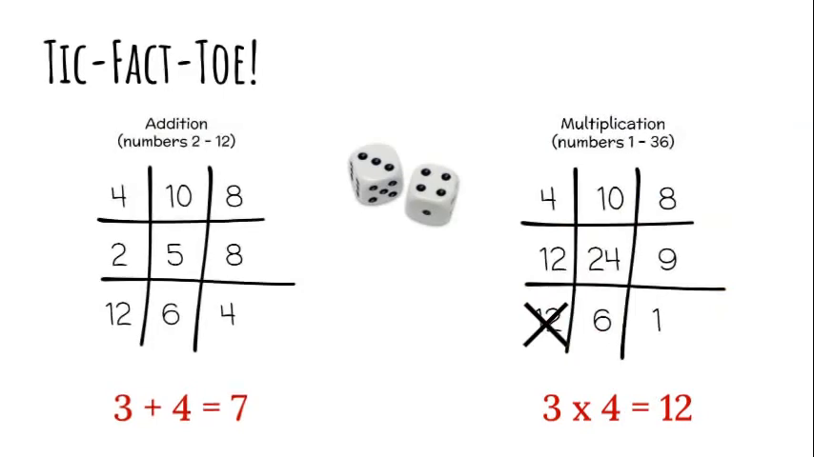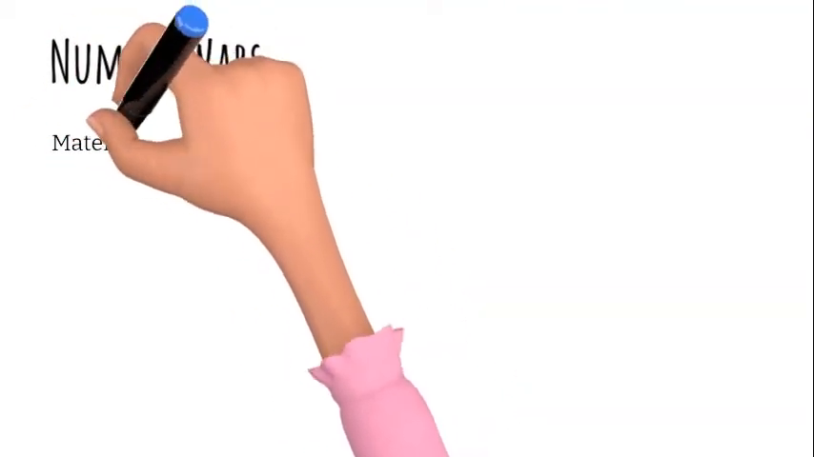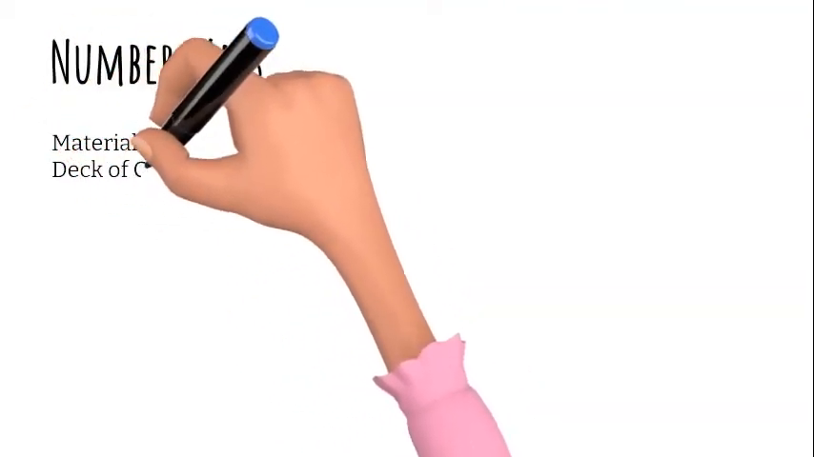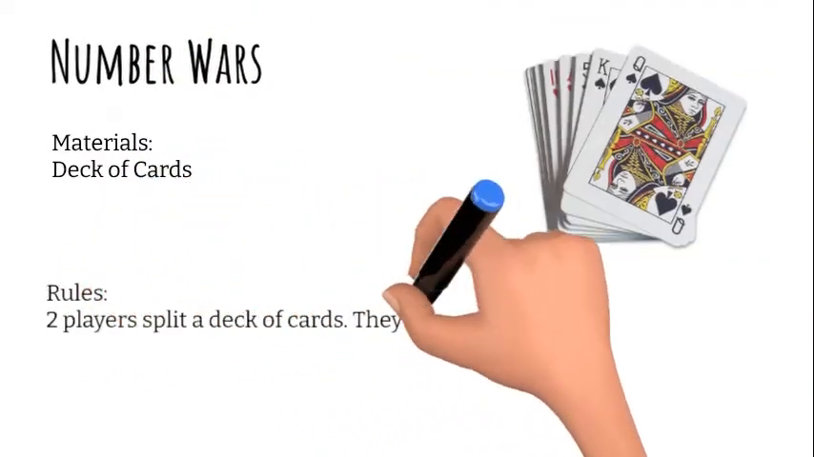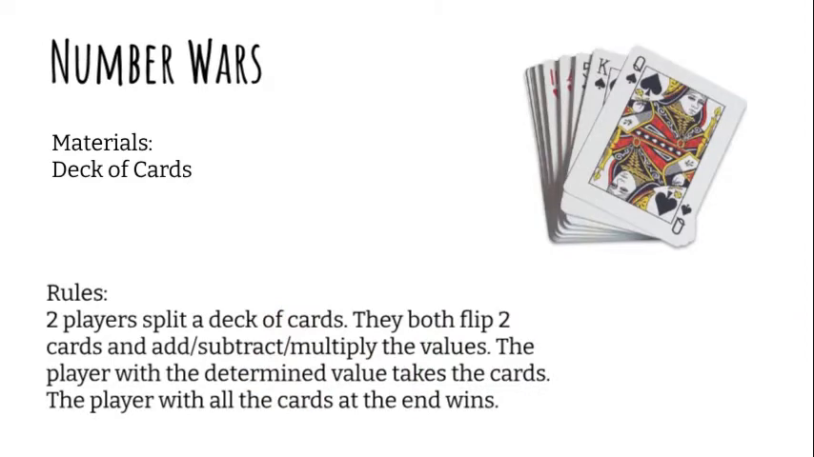The game will continue until one of the players gets 3 in a row or the game is considered a scratch. The last game we will go over is Number Wars, and this is a game I played with my 8th graders all the time to practice their integer operations, but it can be done with all grade levels. All you need is a deck of cards or index cards with numbers written on them. Students play in pairs and split the deck of cards evenly between them. The rules are similar to War if you've ever played that game before. Students will each flip two cards and then apply whichever operation we are working on as a class.